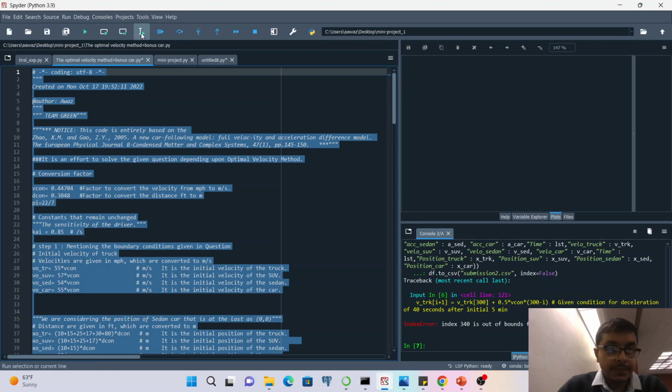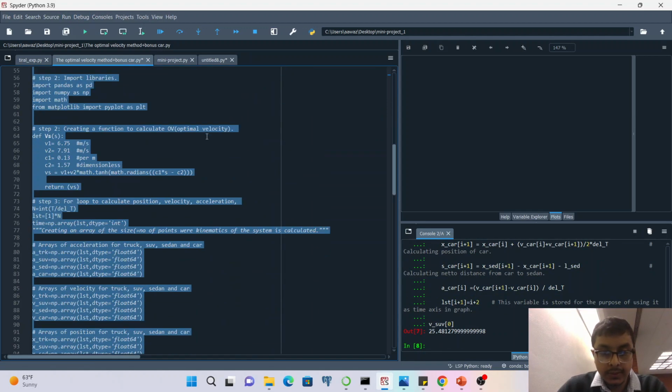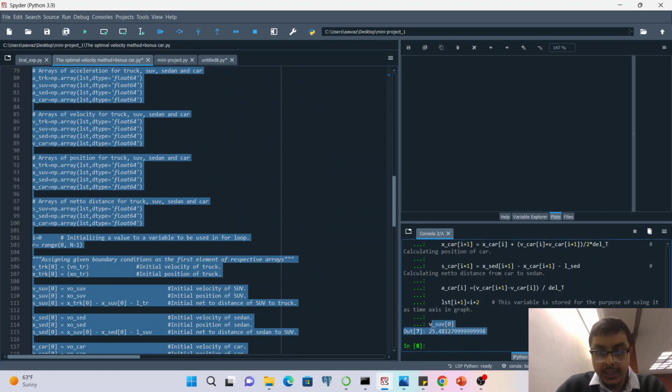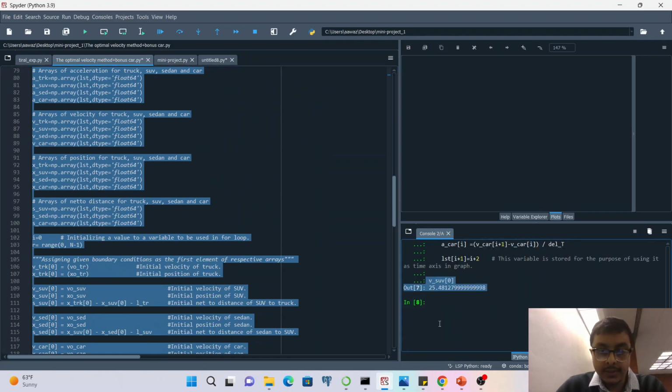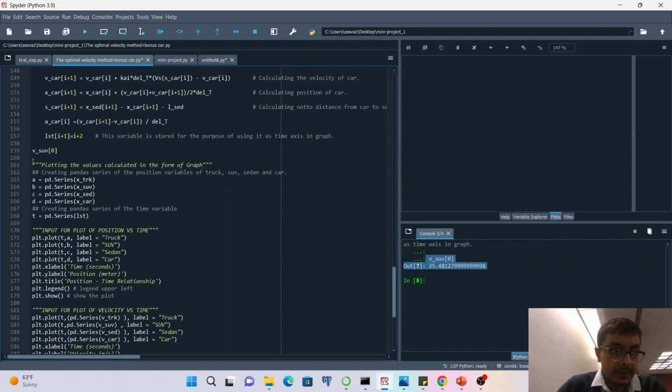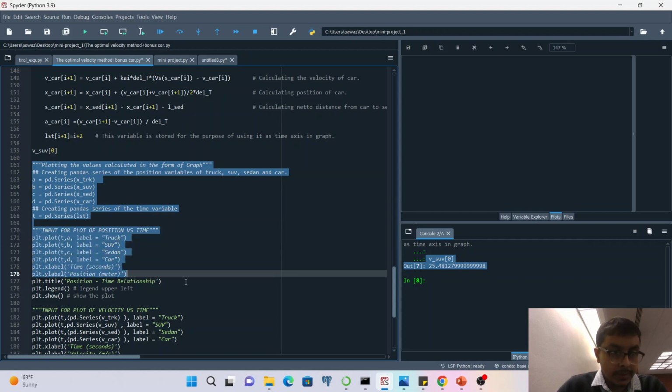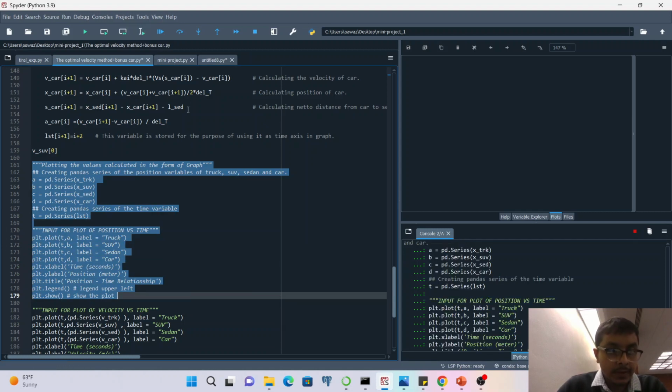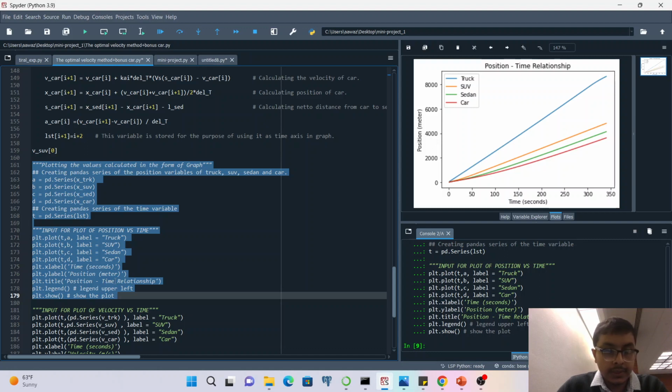Till this point the code runs, and the velocity of SUV at 0 time is 25.48. Now this is the plot part. For the plot of the position-time relationship, this is how we get the position relationship. Here the velocity appears a little bit clustered, but again we will have to check the data to find out whether there's an actual collision or not.